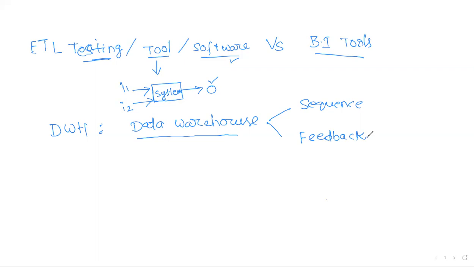Before going through this terminology, the general question is why we need to do this. Why do we need to understand ETL testing, tool or software, and data warehouse concepts? The fundamental answer is that in all businesses, in all industries, most of the loss occurs due to poor data. Generally people say that 53% of loss in business occurs due to poor data.